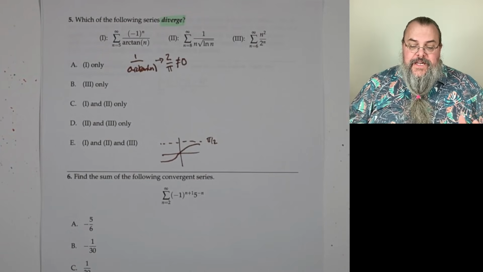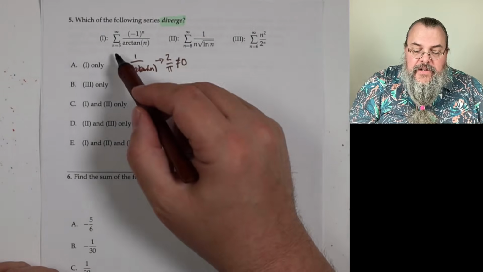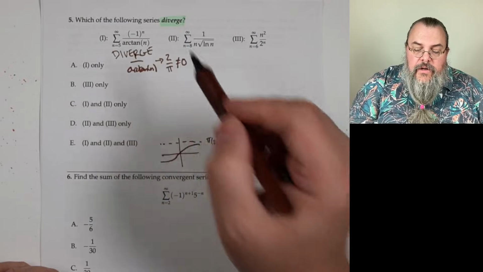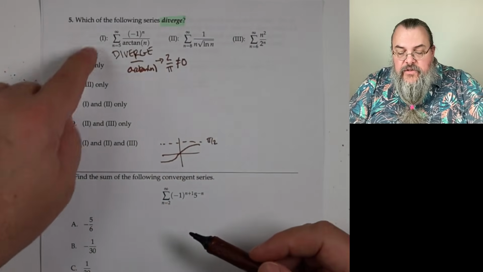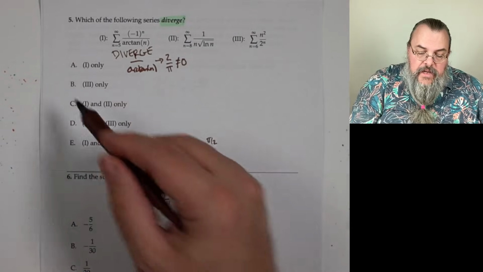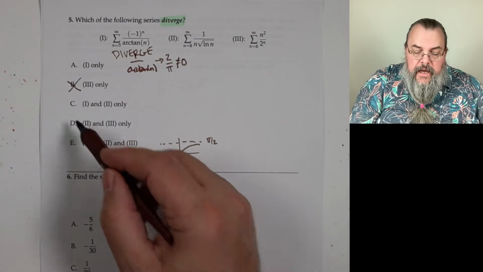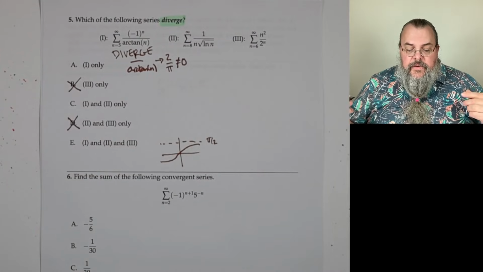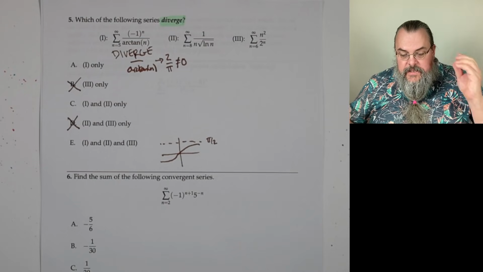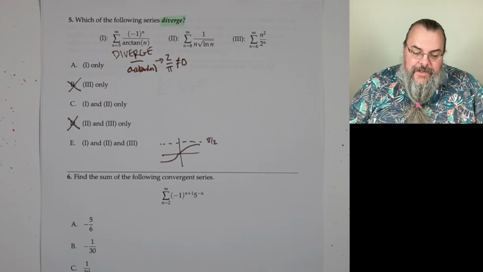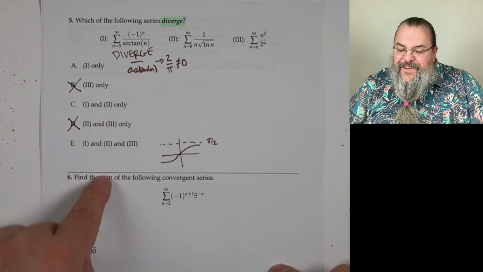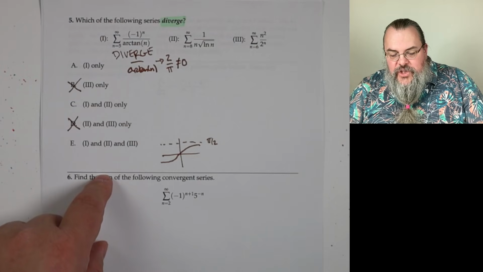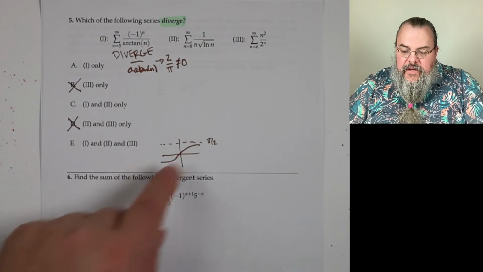So what's going to happen? This will have to diverge. All right, so we know that our answer has to include 1. So that knocks out B and D because they don't include 1. So we say, okay, well, that leaves us with a couple of possibilities. Okay, well, we have to check. Let's see, can we check?